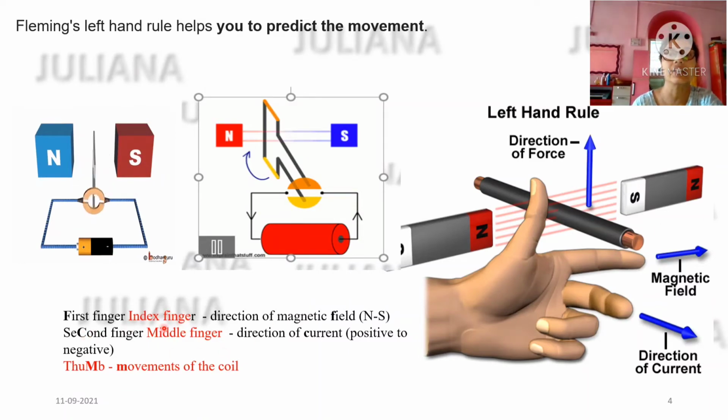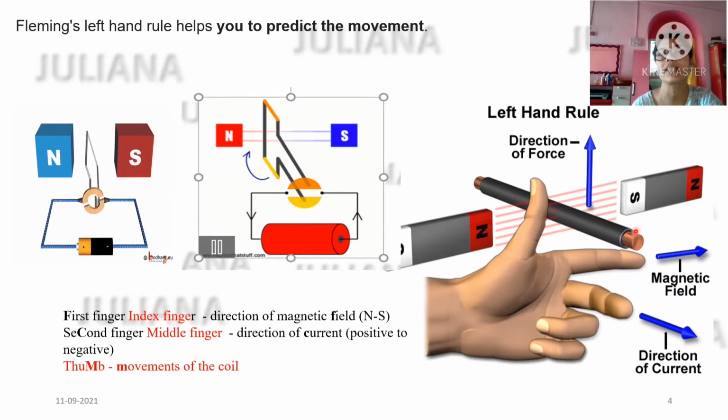The index finger is showing you the direction of the magnetic field from north to south. Second, the middle finger is giving you the direction of electric current, this one. The index finger is pointing towards the direction of magnetic field, the middle finger is pointing towards the direction of the current, and the thumb is explaining to you the movement or the force, in which direction the force is applied on the coil, making it go in anti-clockwise direction or outward direction.